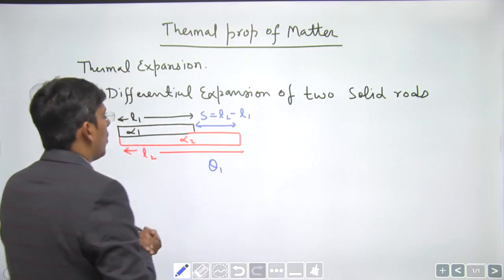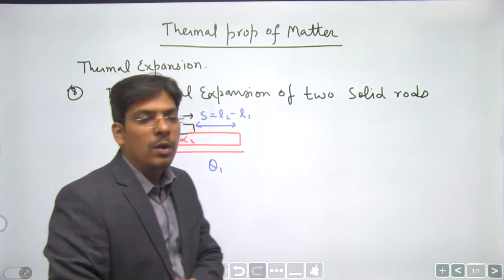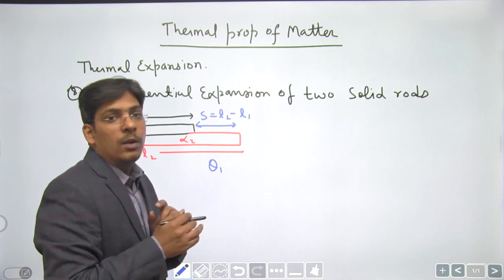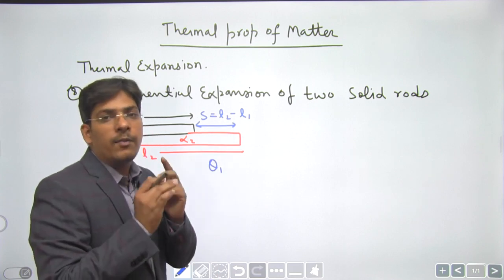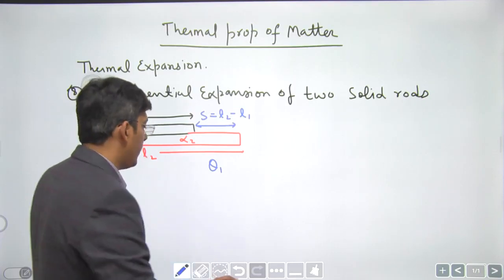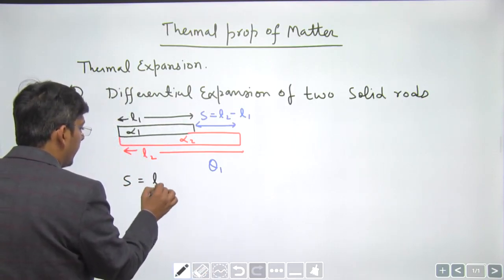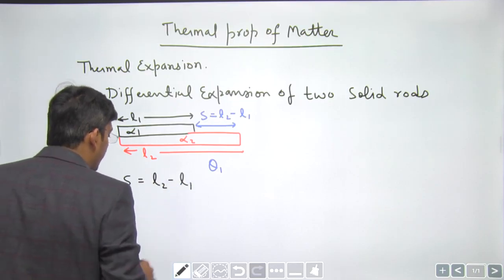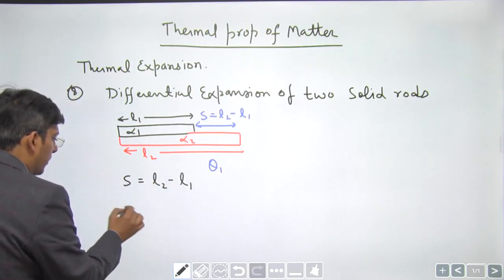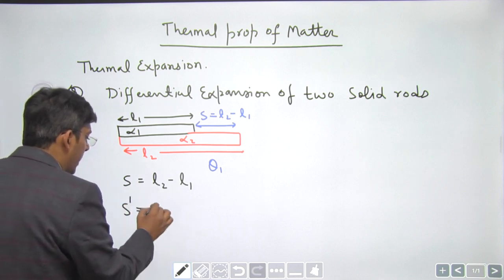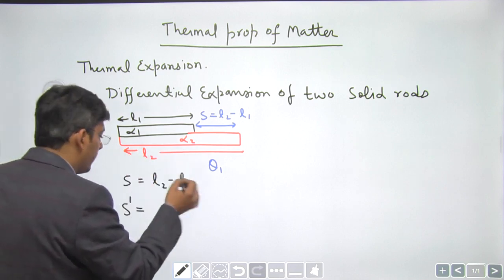So when you heat these rods to some temperature theta 2, you want the difference between their lengths to remain same. So what will be the relation between alpha 1, alpha 2, L1 and L2, right? See, the difference between their lengths is L2 minus L1 at some temperature, and at some other temperature the difference between their lengths becomes S dash.